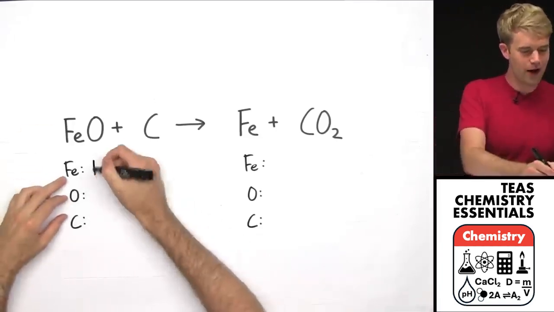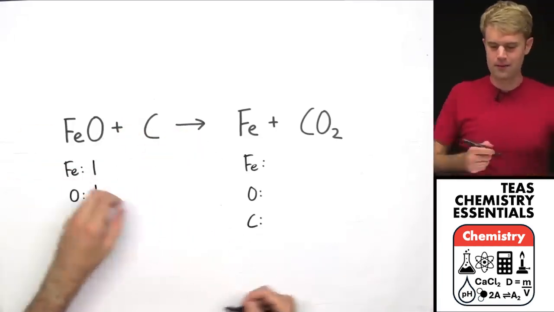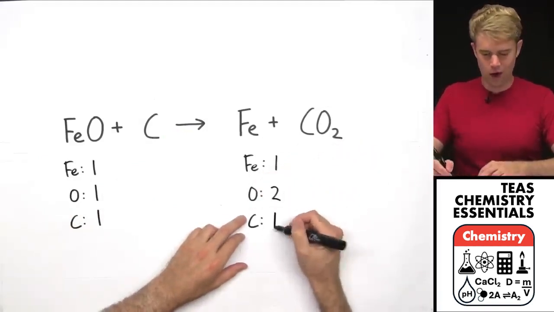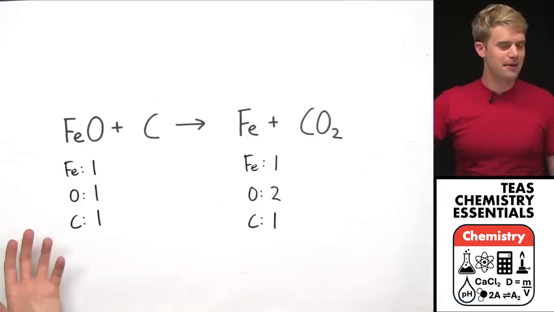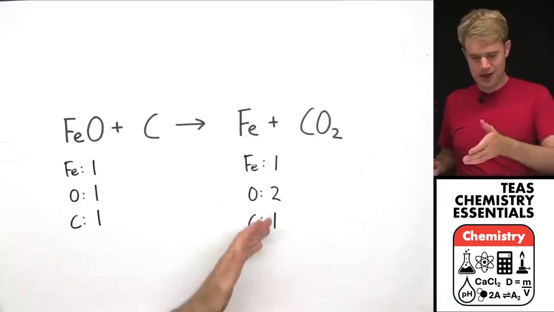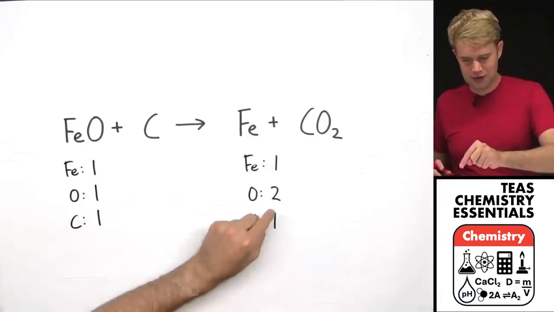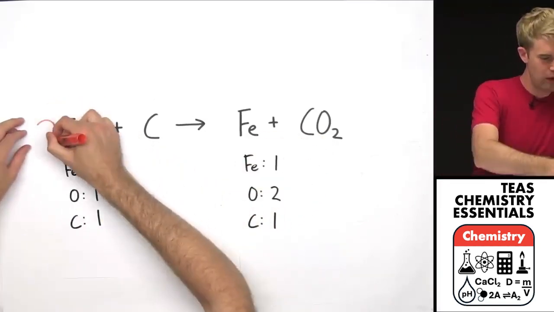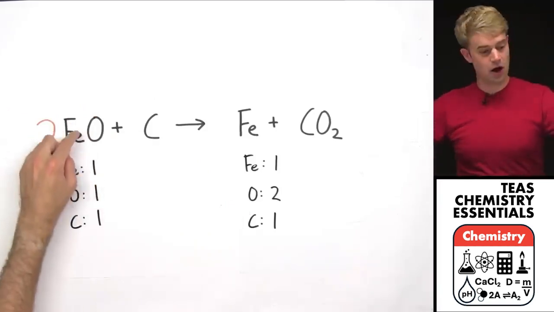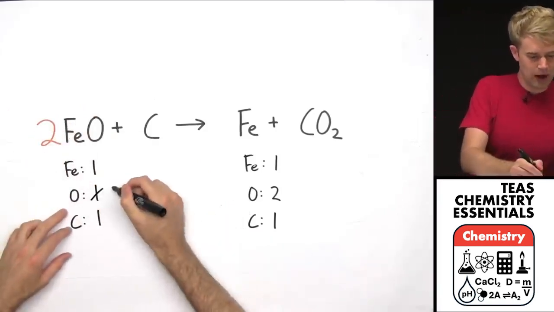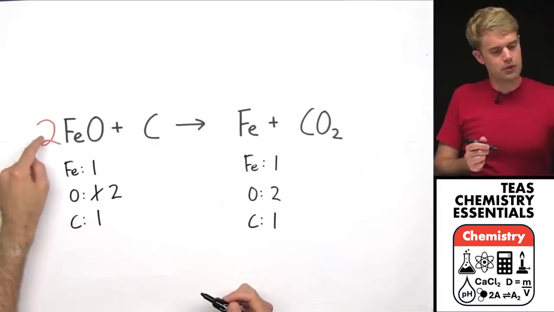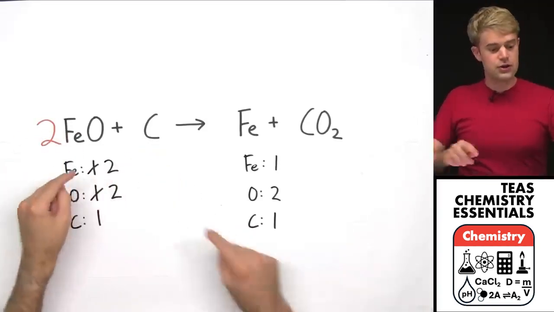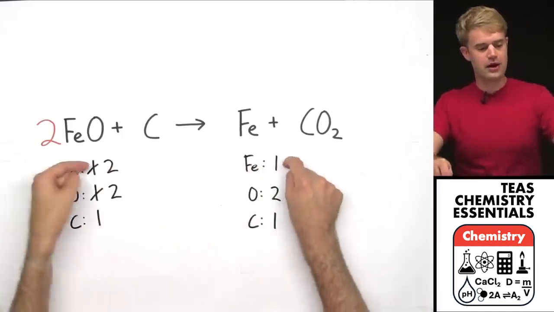Okay, iron, oxygen, and carbon. Over here I have 1 iron, 1 oxygen, and 1 carbon. Here I have 1 iron, 2 oxygens, and 1 carbon. Okay, how am I going to balance this? The first thing I'm going to do is balance these oxygens. I have 2 over here and I have 1 here. I'm going to change that by putting a 2 in front of the FeO. That's going to give me 2 oxygens, but it's also now going to multiply this Fe by 2. So now I have 2 Fe here and 1 there, so now these don't balance.